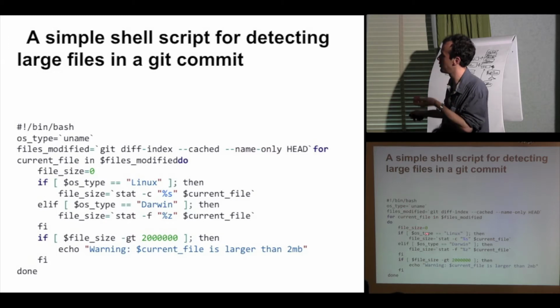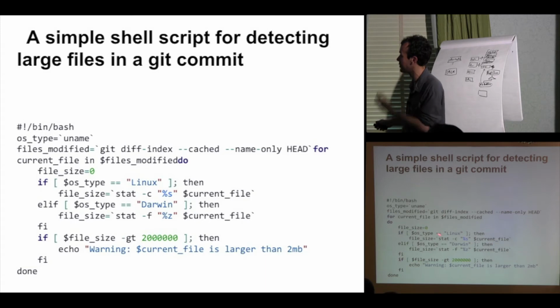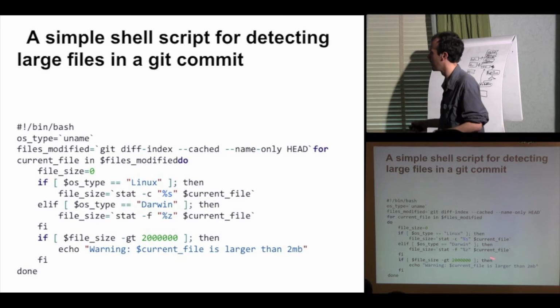Now what we're trying to do here is find big files. The way we do this is with this command called stat. And stat is completely different in Linux and OS X. So if it's Linux, you type stat -c and then in quotes %s and the current file, and that gives the size. Whereas in OS X, it's -f %z. So great, OK. And then this will give you the file size.